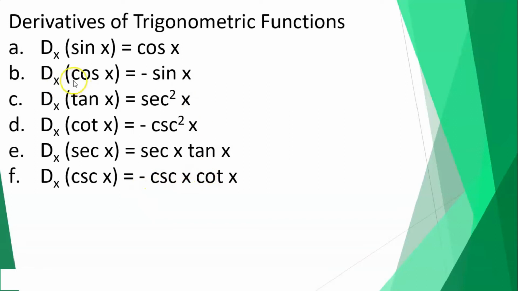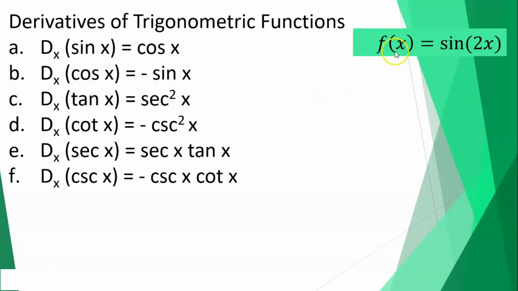Now take note of this. We have here cosine, cotangent, and cosecant. Take note their derivatives are negative. So it might help you remember the signs of trigonometric functions. If it's c, it's actually negative.